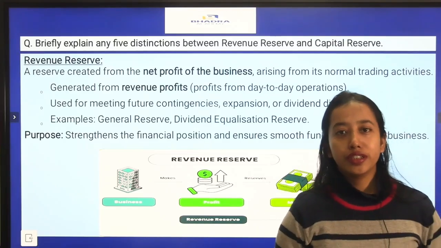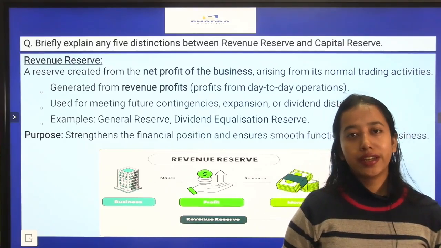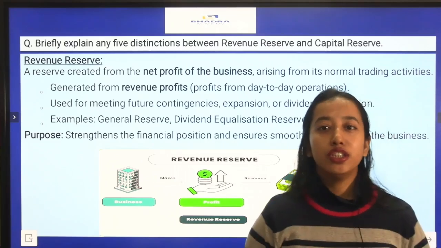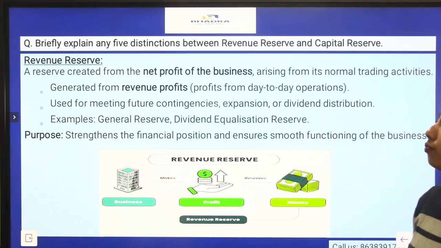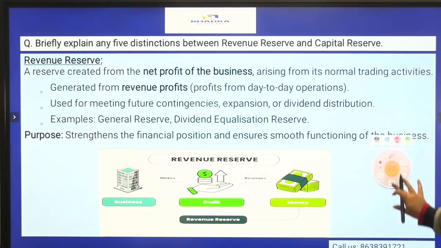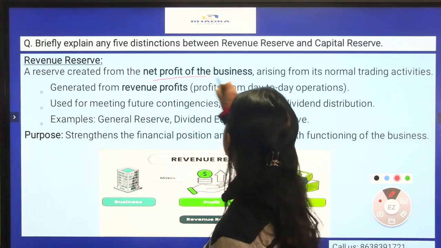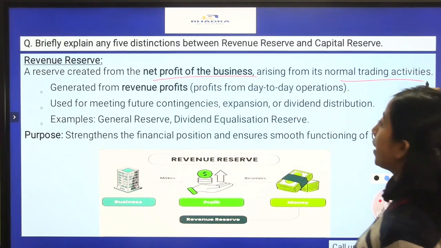Hello students, today we will discuss a question that came in the accounts exam held by the Assam Higher Secondary Education Council. The question is: briefly explain any 5 distinctions between revenue reserve and capital reserve. Before moving to the distinctions, we will first understand what a revenue reserve is and what a capital reserve is. A revenue reserve is created from the net profits of a business arising from its normal trading activities.